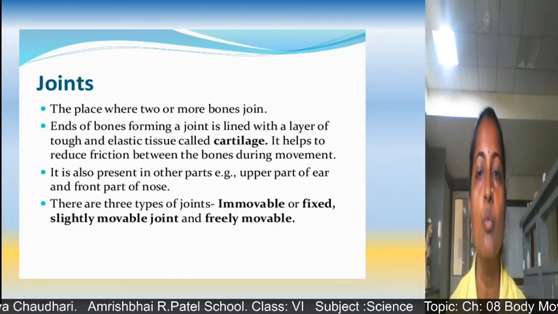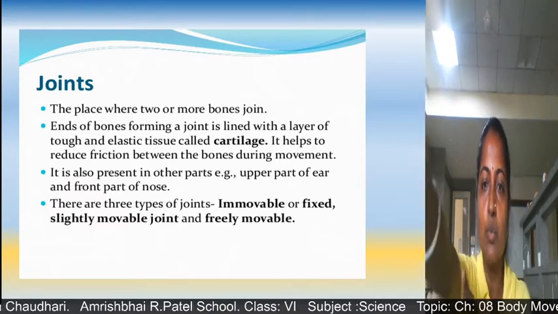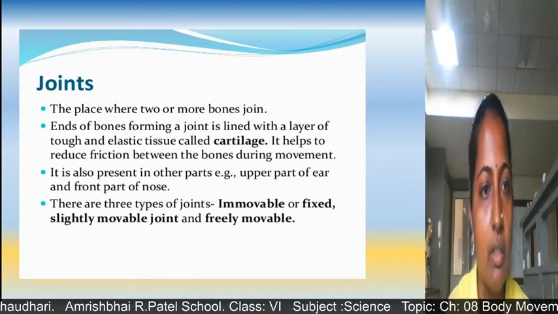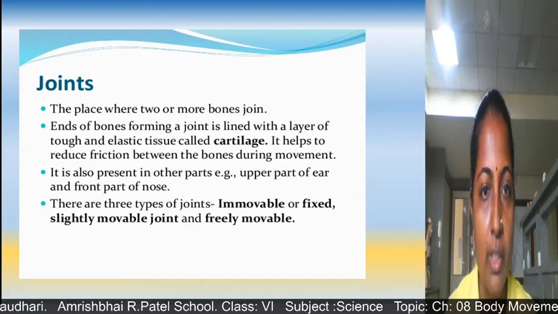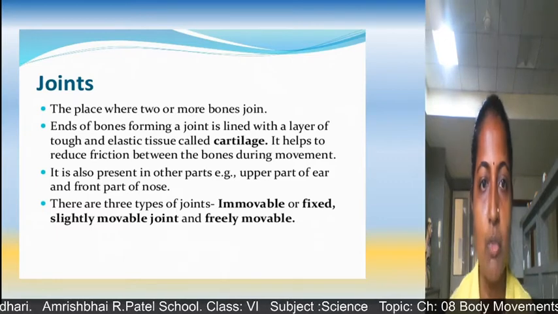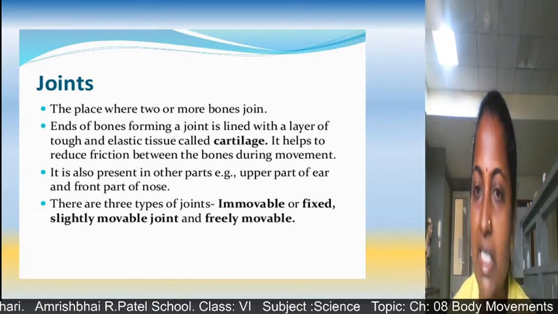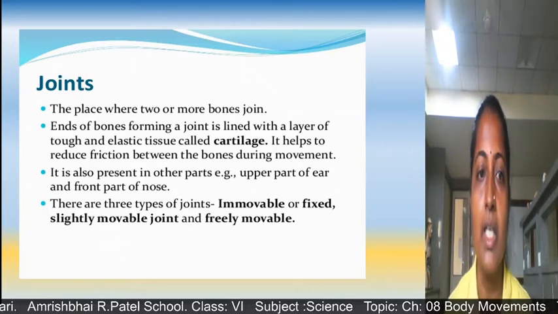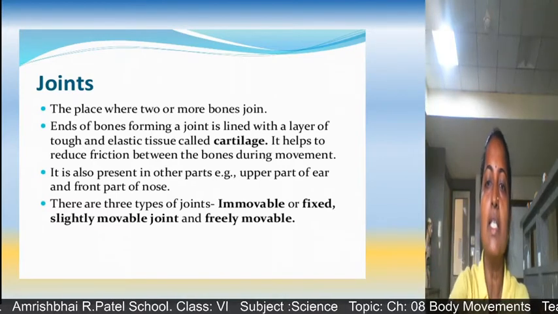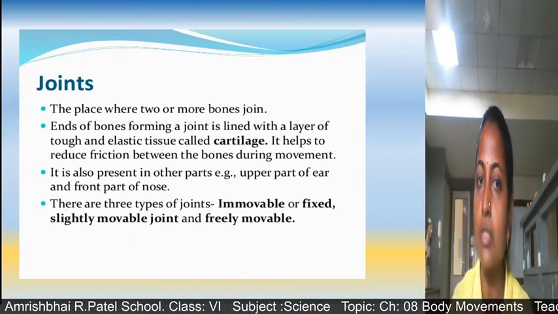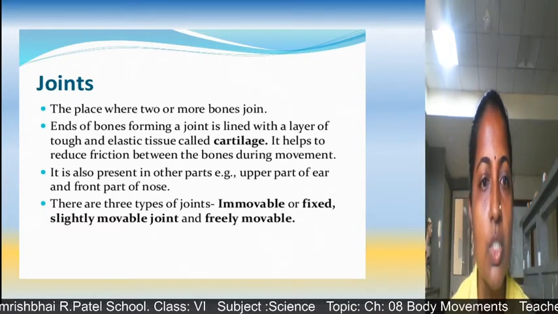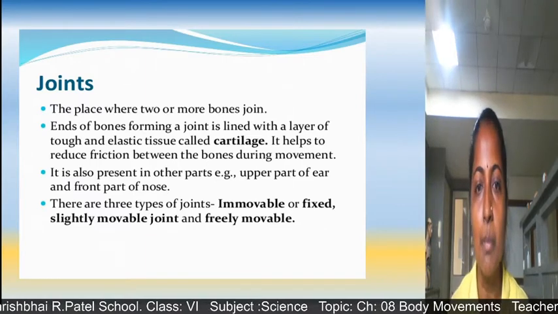The place where two or more bones join is a joint. Suppose here two bones are joining, so that is called a joint. The ends of the bones forming a joint are lined with a layer of tough and elastic tissue called cartilage. It helps to reduce friction between the bones during movement, so that the movement is very soft.